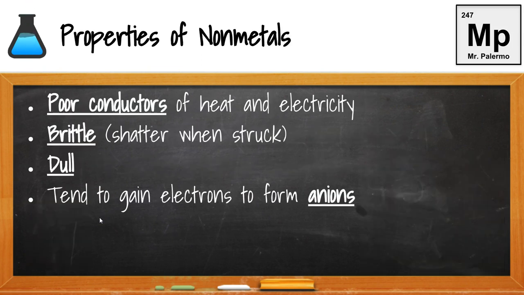And lastly, let's look at the properties of nonmetals. Nonmetals are the exact opposite of the metal. So if you've memorized the properties or understand the properties of metals, then nonmetals are opposite. They are poor conductors of heat and electricity. They are brittle, which means they will shatter when we hit them. They are not shiny, they are dull. And they tend to gain electrons to form negative ions called anions.